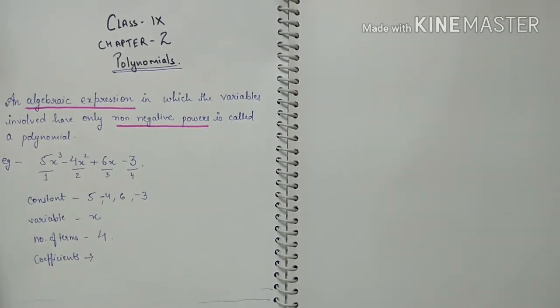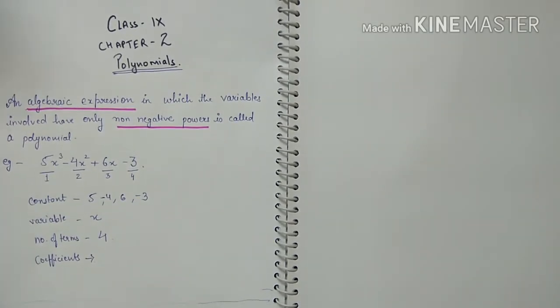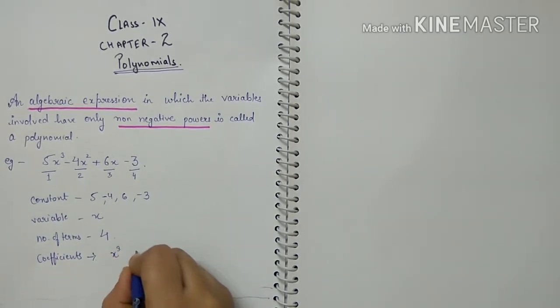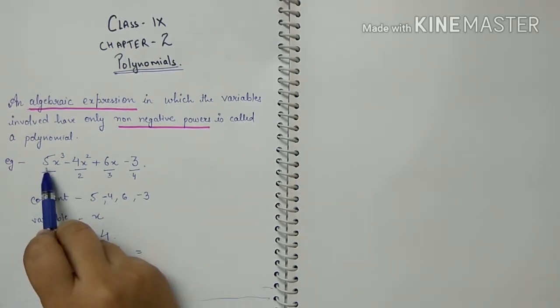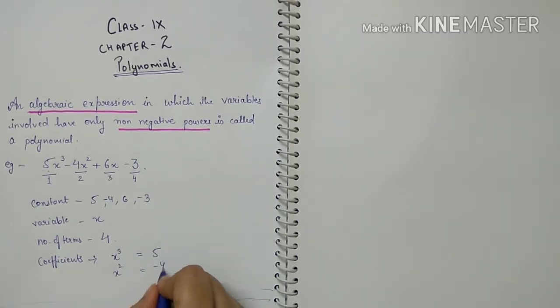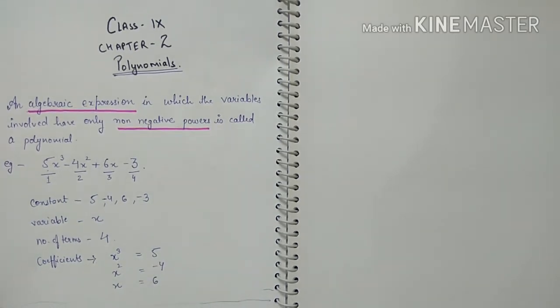Now let's see what the coefficients of x, x cube or x square are. The coefficient of x cube is the numerical value written along with x cube, which is 5. Similarly, the coefficient of x square is minus 4. The coefficient of x is 6. So these are the coefficients of x square, x cube and x.